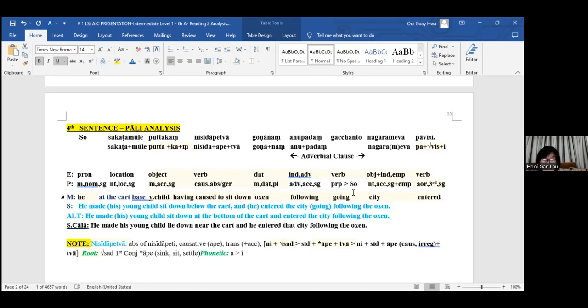Gonanam, oxen. Oxen, made up of gona plus nam. So it's dative. No, it's not dative. Actually, I think, is it dative or is it object? It's masculine, dative, plural. Anupadam is made up of anu plus padam, plus kachanto, a verbal clause. So anupadam is an indeclinable verb, following. So is a verb accusative and singular. Kachanto means going, is a present participle.